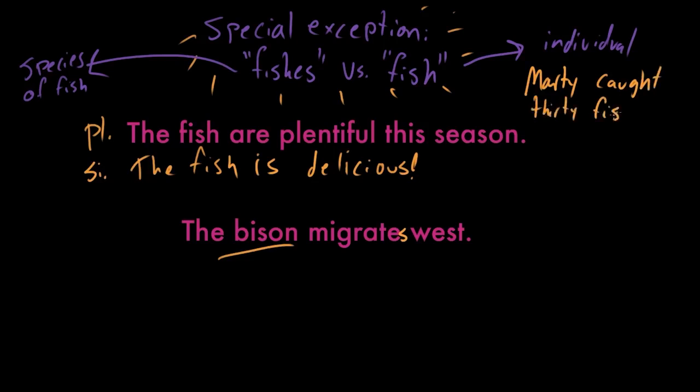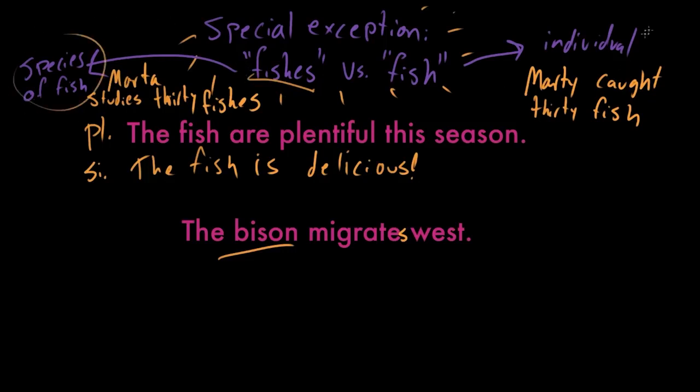But let's say, on the other hand, your Aunt Marta is a prodigious marine biologist, and she studies 30 different types of fish. You would say, Marta studies 30 fishes. And that doesn't mean that she studies 30 individual fish. That means she studies 30 types of fish. That's the difference. Fishes is referring to species. Fish refers to individuals. That's how you'd use them in the plural.